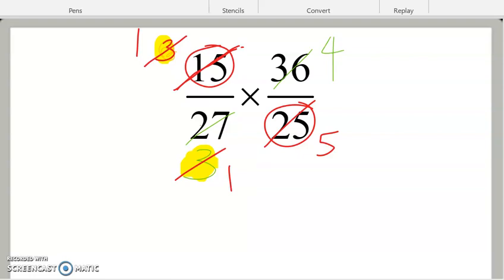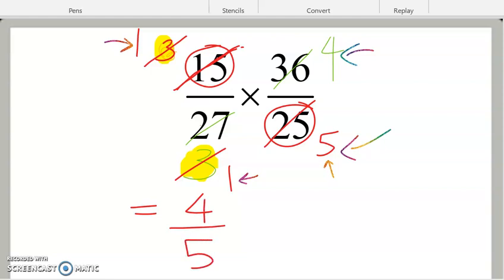So if my cancelling and my single crosses are neat, I can see that the only numbers I'm left with are a 4 over here and a 5 over here. If I multiply that 4 by that 1, it will remain as 4. And if I multiply this 5 by this 1, it will also remain as 5. So what we end up with is 4/5. This question becomes 4/5 quite easily because I cancelled instead of multiplying horizontally straight away.